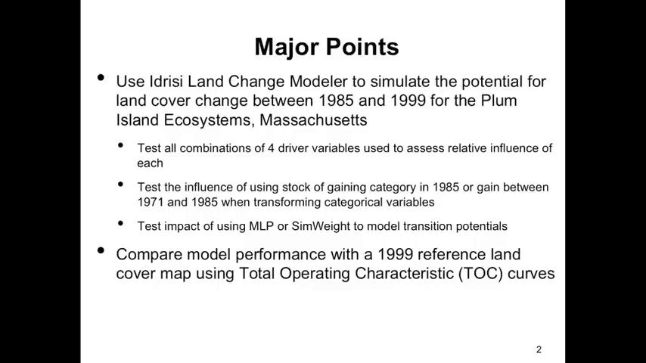First, we'd like to simulate the transition potential for land cover between 1985 and 1999 for the study area. We'd like to test the influences of different combinations of driver variables, different transformations of variables, and different transition models on the simulation. Second, we'd like to compare model performance with a 1999 reference land cover map using total operating characteristic and the variations of area under curve of total operating characteristic and relative operating characteristic.